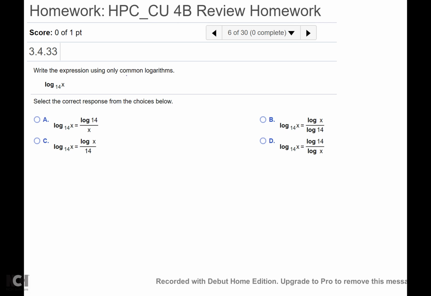This one they want you to use common logs. That means base 10. So we would have log x over log base 10 of x over log base 10 of 14. That would be B.